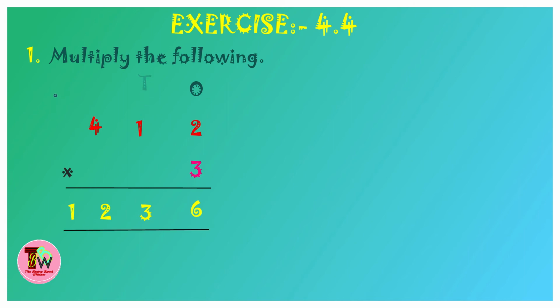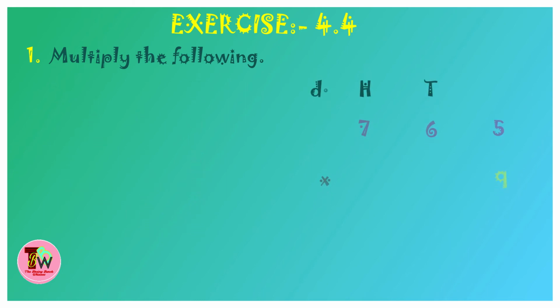Question number D. 765 is multiplied by 9. So we have to start multiplying from the ones place value. 5 is multiplied by 9. 5 9s are 45. 5 we have to write in the ones column and 4 is carried over to the tens column.